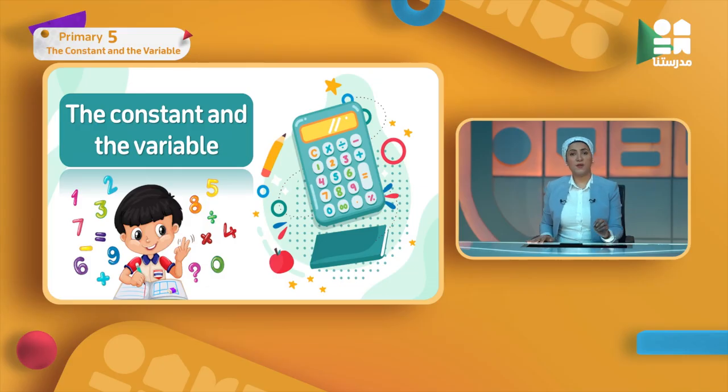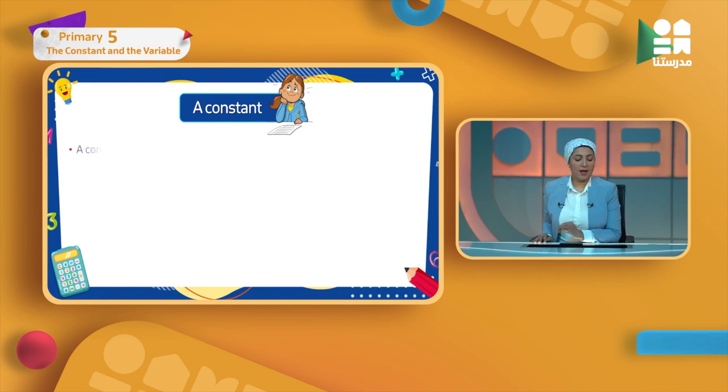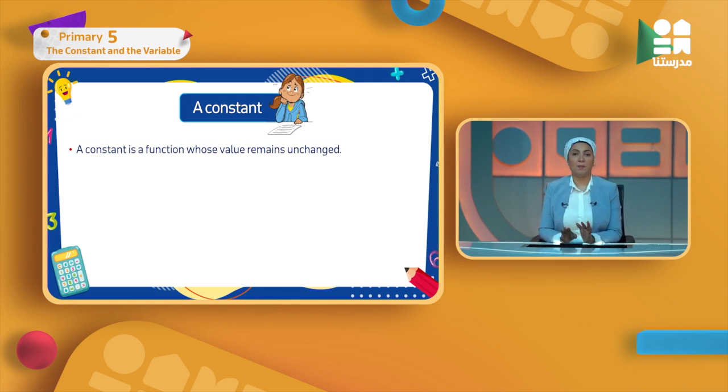So here the first term or expression is a constant. What is a constant? A constant is a function whose value remains unchanged. I have a value and this value is fixed, no matter what happens it doesn't change.